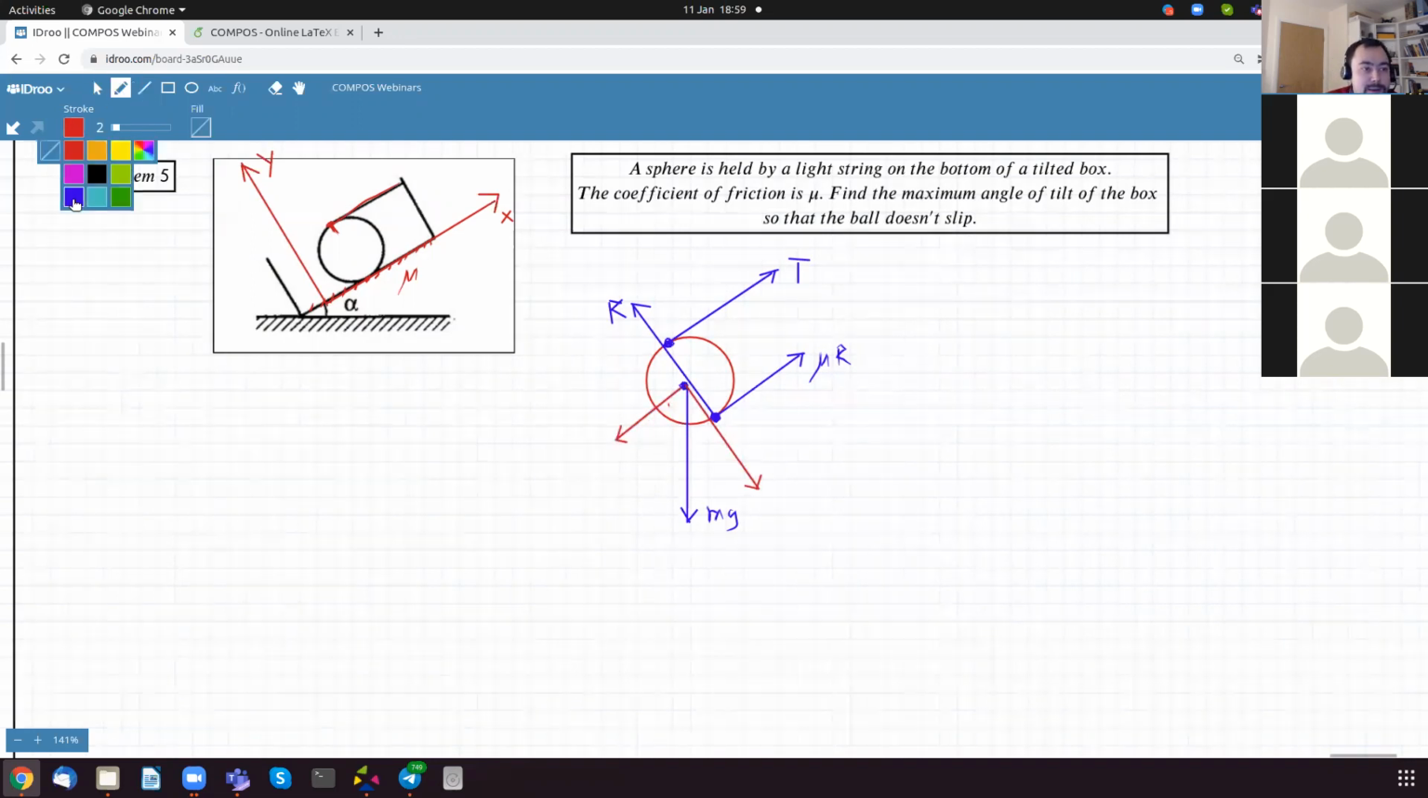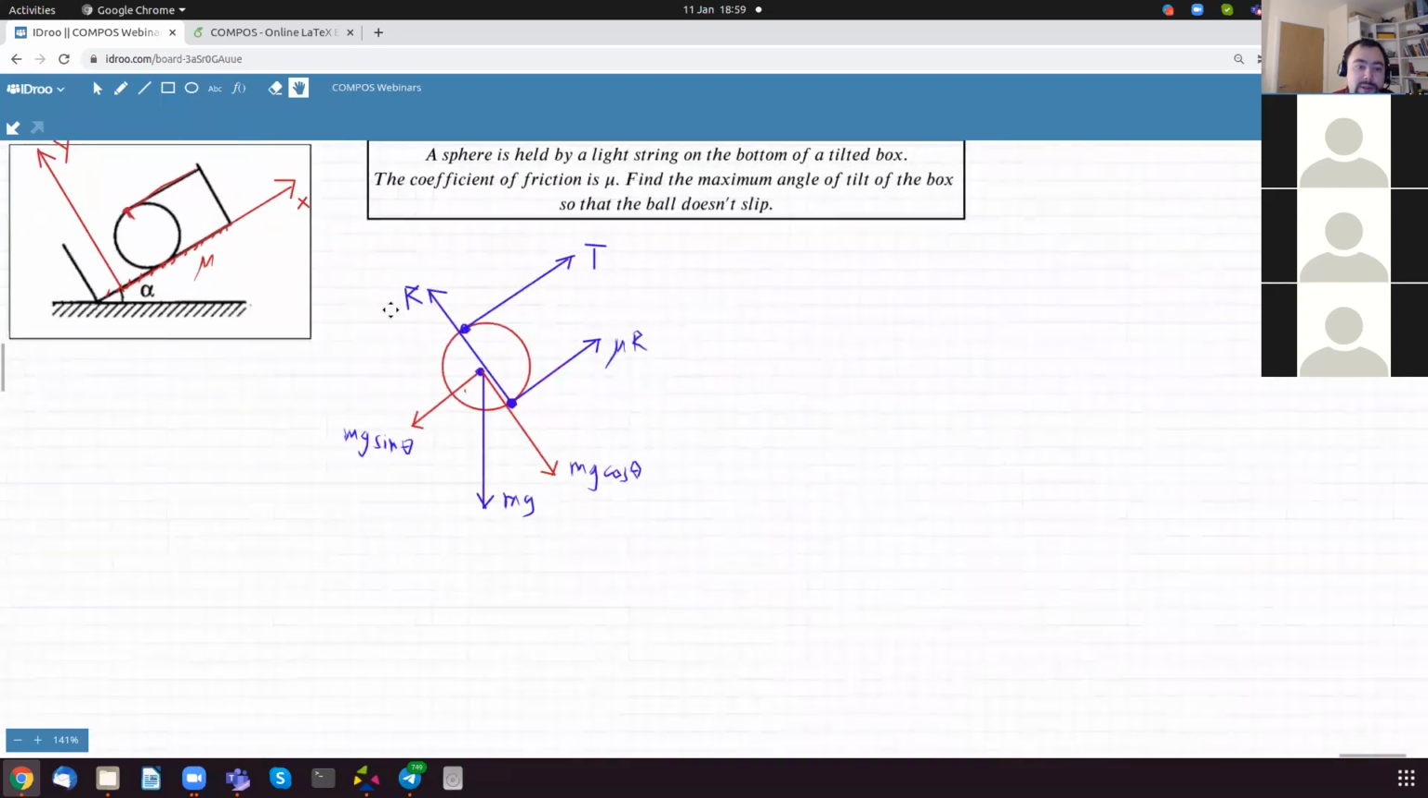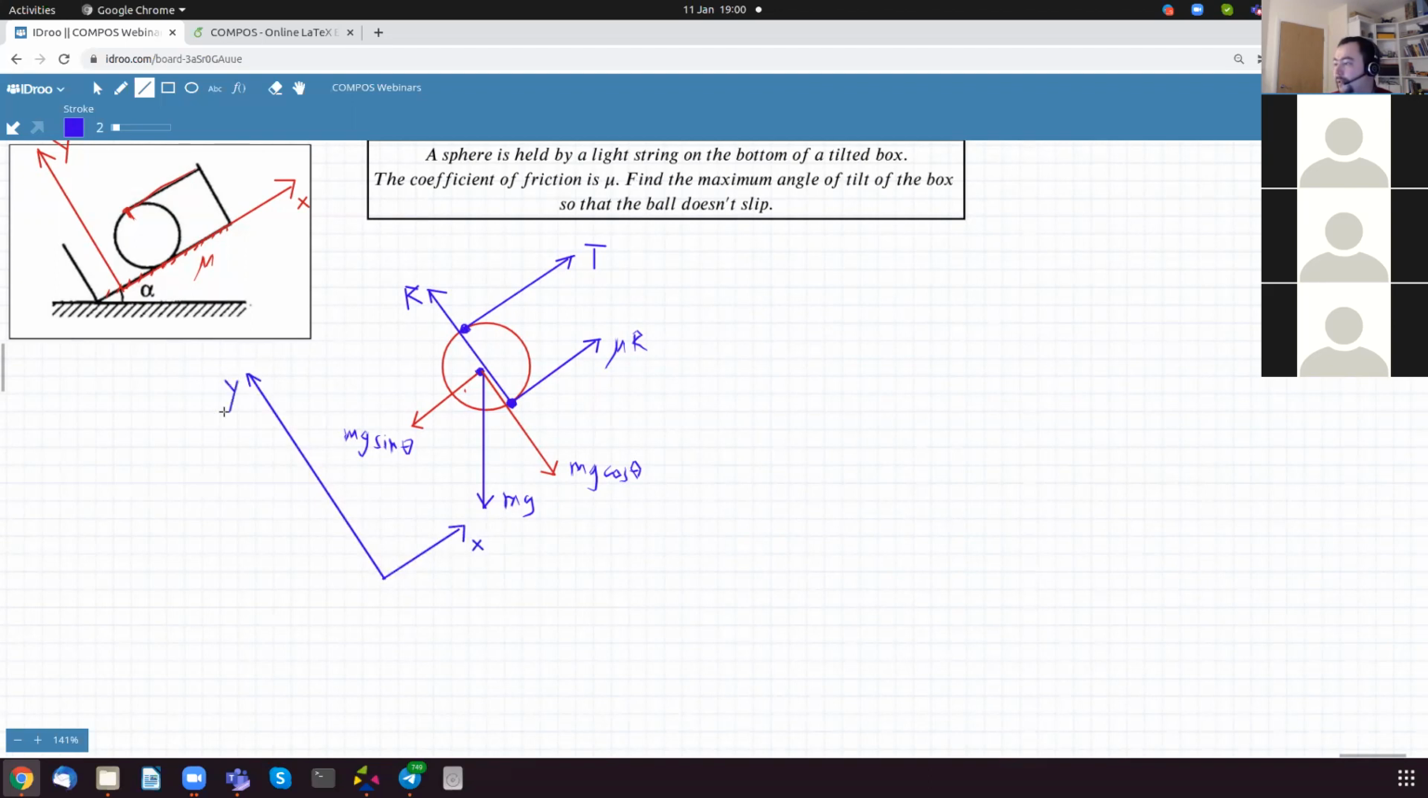And this is going to be mg cos theta, and this is mg sine theta. And then we resolve, so we write the forces along the, I'll just duplicate that, this is the y-axis, and this is the x-axis.